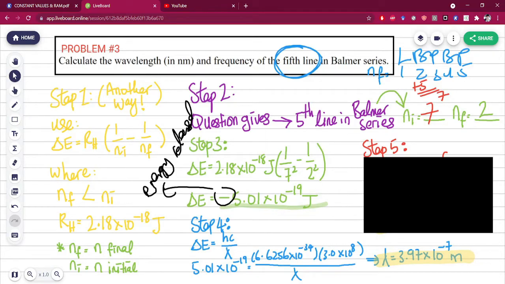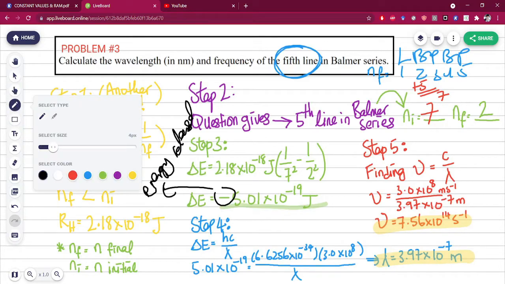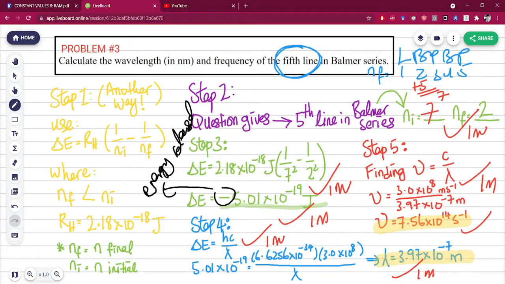In step 5, you want to find frequency. Same, you're going to use frequency equals c over lambda. This is the speed of light. That is the wavelength which you have worked out just now right here. And you would be able to get the value of frequency. So you'll get 1 mark for this, 1 mark for this. Okay, so those are the marking schemes.